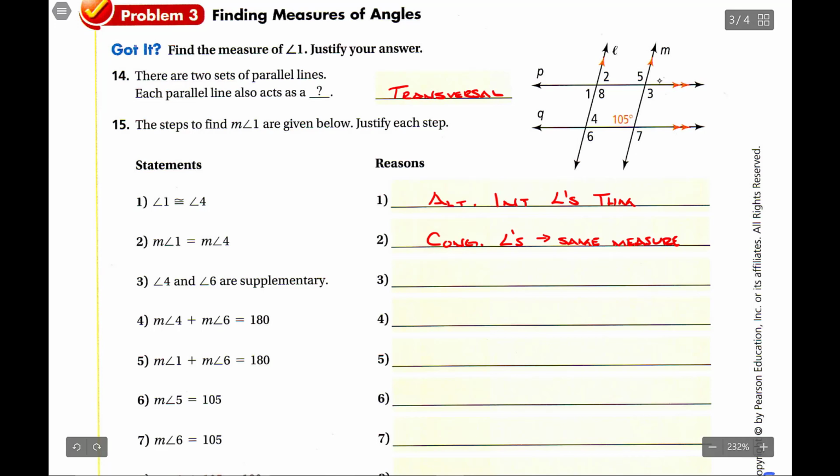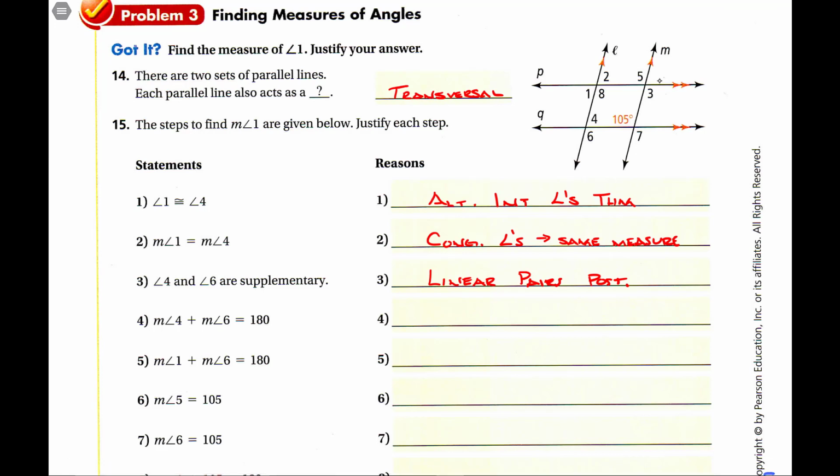Number 3, it says angle 4 and angle 6 are supplementary. That's the linear pairs postulate. Angle 4 and angle 6 appear right here. So that is the linear pairs postulate. Any 2 angles that appear on a line together that form that line are supplementary. They equal 180 degrees. So linear pairs postulate.